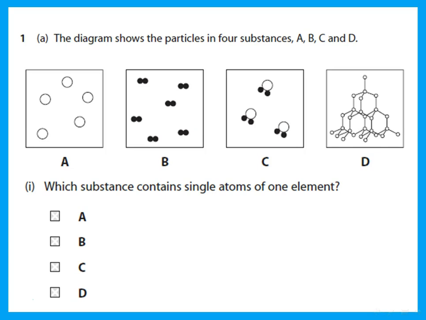So the first question here is: the diagram shows the particles in four substances A, B, C, and D. Which substance contains single atoms of one element? First of all, one element should mean that all of the atoms are the same. Single atoms means they are one alone, not in twos. So which box has all of them similar atoms and each of them is just one alone? So that of course would be the one in box A.